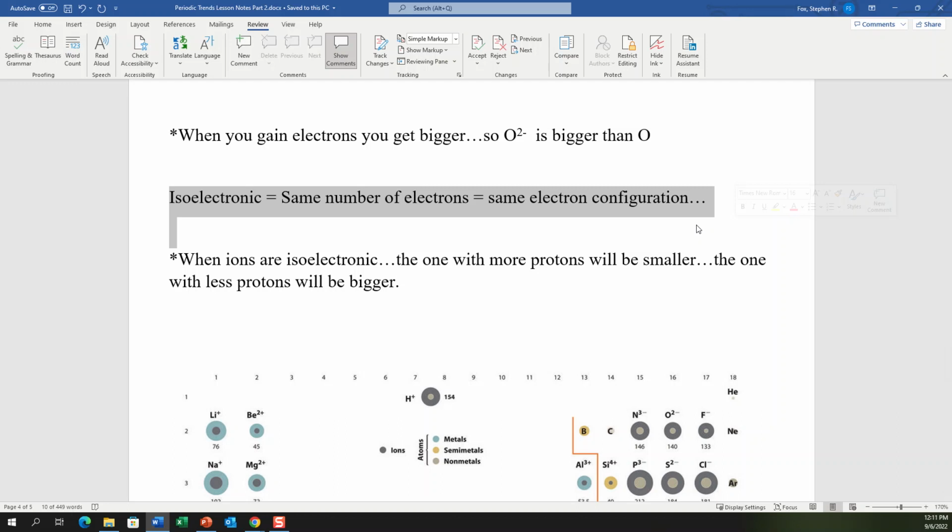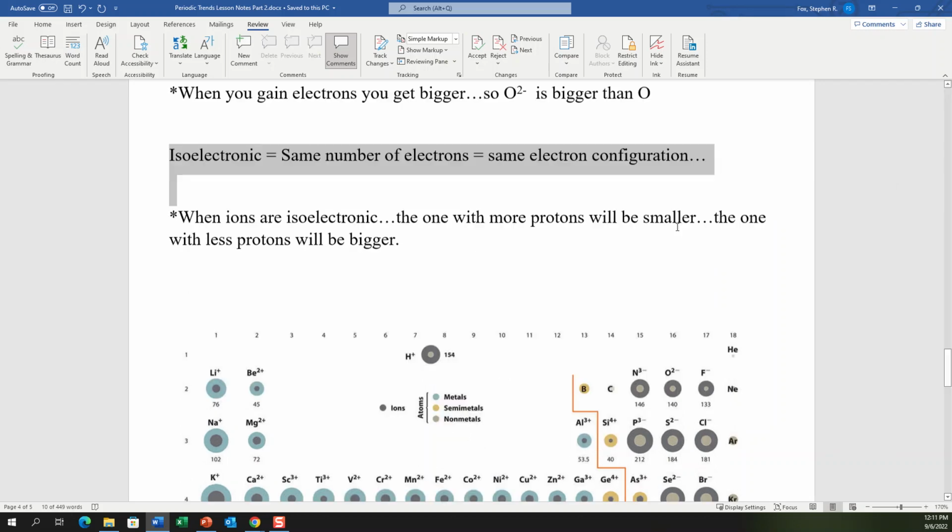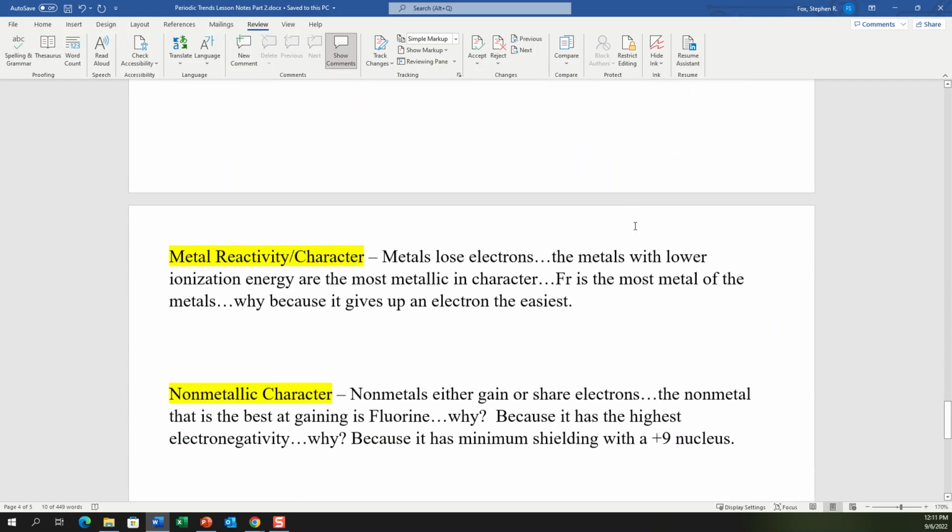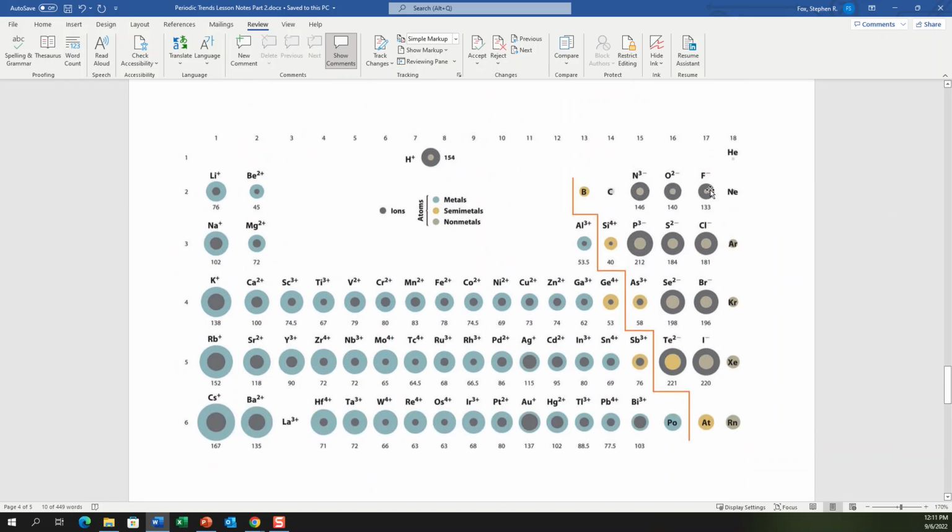the atom or the ion that has more protons in the nucleus is going to be smaller because it's going to be able to attract those electrons closer to it. And the one with fewer protons in the nucleus is going to end up being bigger, okay? So like in an isoelectronic series, so here's an example.